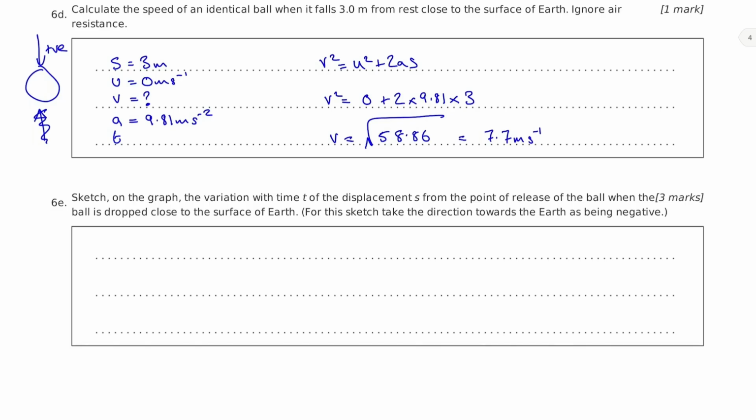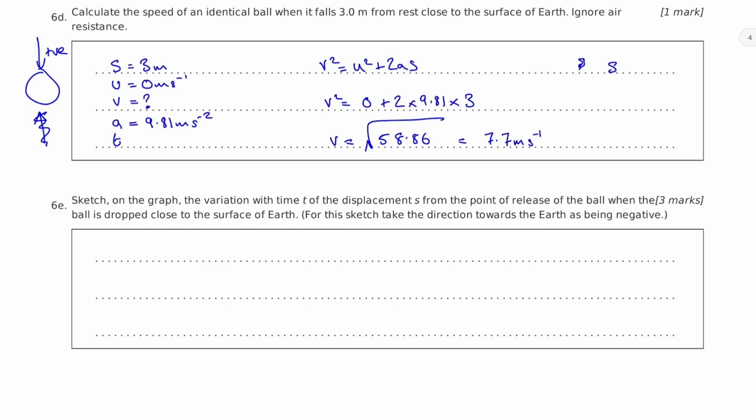Sketch on the graph the variation with time t of the displacement s from the point of release of the ball when the ball is dropped close to the surface of the Earth. For this sketch, take the direction towards the Earth as being negative. So we want to draw a similar sketch of the ball's trajectory, but for the Earth. It's an s-t graph, isn't it? So that's s and that's t. We know that at 3 metres it's going to have a velocity of 7.7 metres per second, but actually we want to know where it is at that time. So let's just do a quick sum.